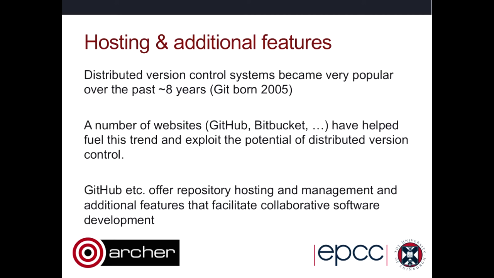So now that we have an idea of the most important difference between version control tools, namely centralized versus distributed, there are some additional things that are worth knowing about. One of them is hosting and additional features. Over the past 8 years or so, distributed version control systems have become very popular. They've really taken the software development community by storm. Git was initially created in 2005, and probably only started to gain traction around 2006, 2007.